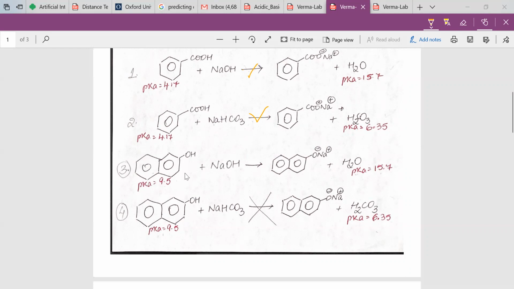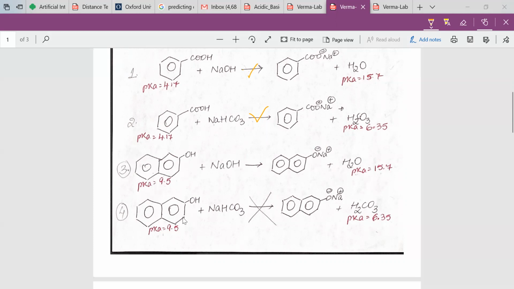Similarly, with 2-naphthol, when you react it with sodium hydroxide, the proton is removed and we generate the corresponding anion. When we compare the generated acid, we see that water, which is the conjugate acid, has a higher pKa value and hence is a weaker acid compared to the starting acid, which has a lower pKa and hence is a stronger acid.